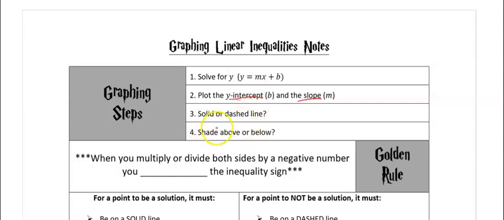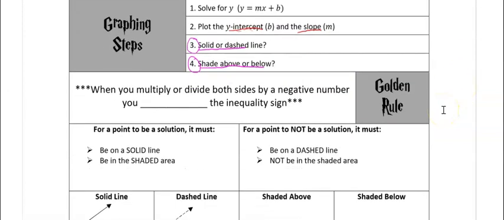After that, using those inequality signs, we decide if the line is going to be solid or dashed. And then we shade above or below that line that we've created. So these are the two new components that we haven't done before. Our golden rule: when you multiply or divide both sides by a negative number, you flip that inequality sign. We have done this before, so you'll recognize some of the steps for sure. This is definitely on our major grade assignment, so keep this in mind.